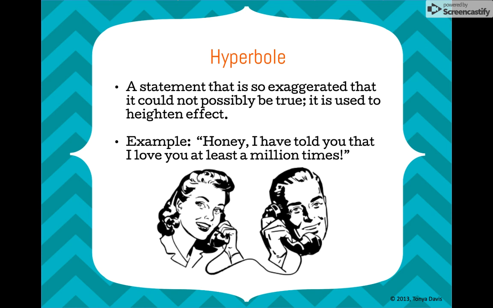So what is a hyperbole? A statement that is so exaggerated that it could not possibly be true. It is used to heighten the effect. So an example: honey, I have told you that I love you at least 1,000,000 times. Probably not 1,000,000 times, but she's probably told him quite a few times. Another example: Mom, I need to play video games right now or I'm going to die. That is an example of a hyperbole. Are you literally going to die? No, probably not. You're probably just being a little dramatic and exaggerating.